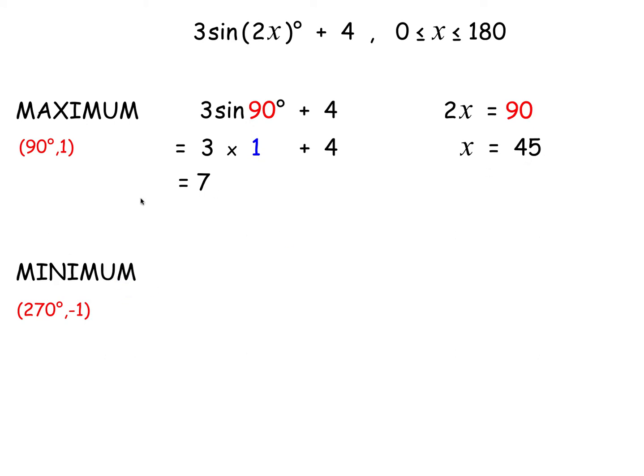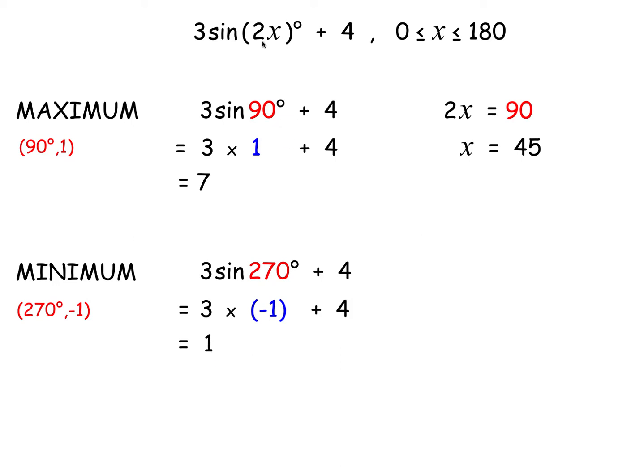You can do the same with the minimum, but the angle has to become 270. So you want this to be 270. 3 sine 270 plus 4. So that's what you've got. Sine 270 is negative 1. You can't get lower than negative 1 for sine x, so you can't get lower than sine 270. There's 3 times negative 1 add 4, and it gives you 1.